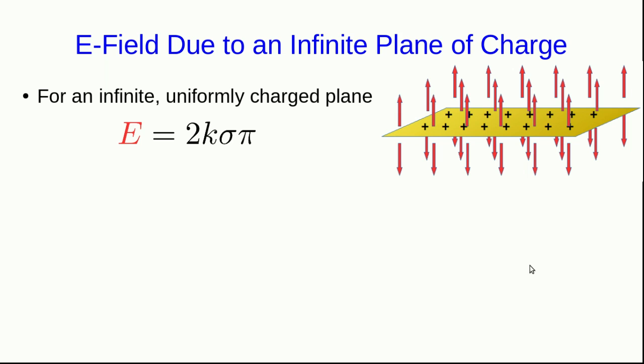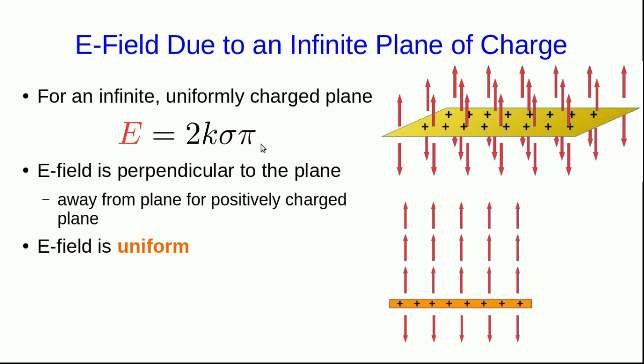So what we've just seen is that for an infinite, uniformly charged plane, we get an E field given by this expression. And if the plane is positively charged, that E field points away from the plane everywhere, whether you're looking above it or below it. And it's perpendicular to the plane everywhere.